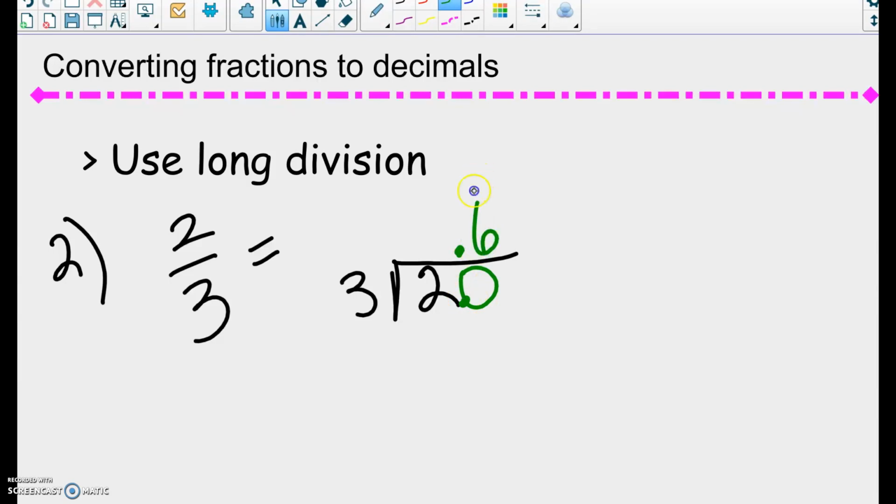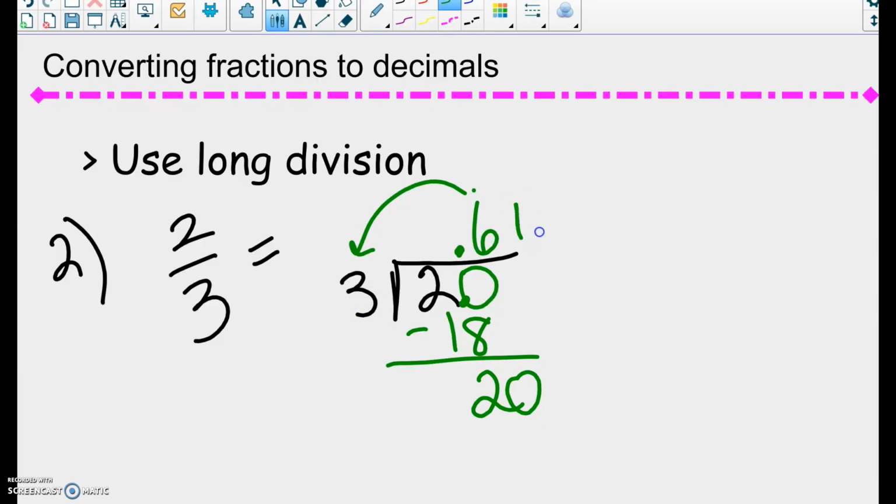So again, I take my 6, multiply it by 3. 6 times 3 is 18. And I'm going to subtract 18 from 20. So 20 minus 18 is 2. I now bring another 0 down and ask myself, does 3 go into 20? Well, yes, it does. We just actually thought of that. It goes in 6 times. 6 times 3 is 18. I'm subtracting. You may see a little pattern here.